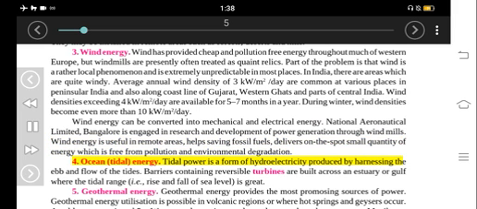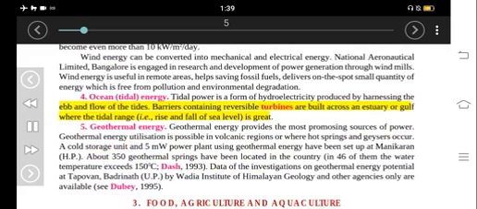4. Ocean tidal energy. Tidal power is a form of hydroelectricity produced by harnessing the ebb and flow of the tides. Barriers containing reversible turbines are built across an estuary or gulf where the tidal range, i.e., rise and fall of sea level, is great.